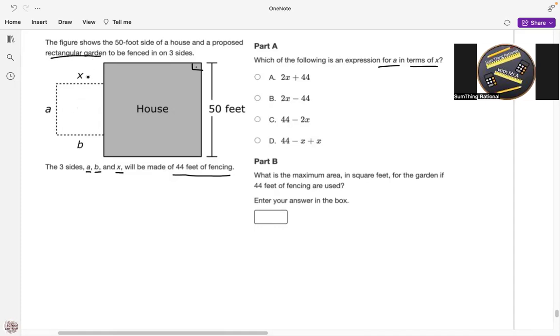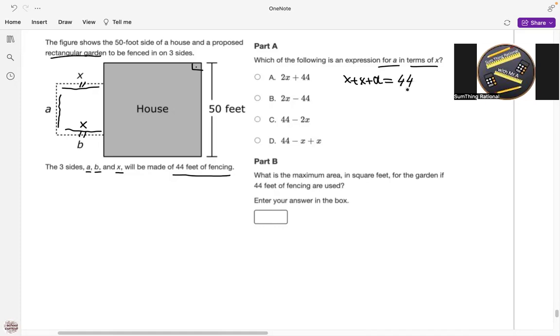When I see in the question that this is a rectangular garden, as you know, opposite sides of the rectangle must be equal. If this is X, then B must be X also. Since this side, the wall of the house, will not be fenced, there are three sides. X will be used for fencing, A, and again X. So X plus A plus X fencing will be used, which is in total 44 feet.